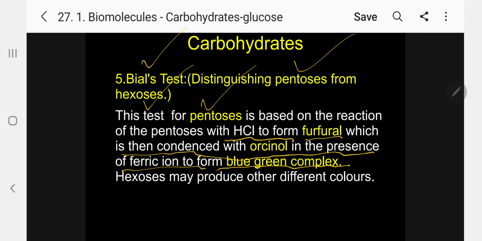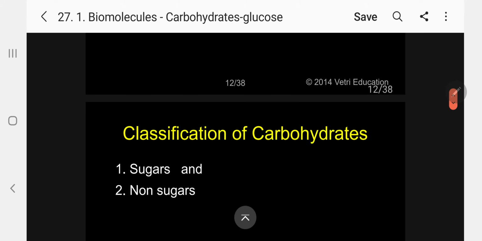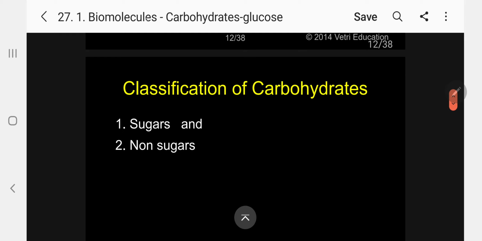So, only pentoses give a blue-green complex. Hexoses may produce other different colors. Kindly follow, this is the most important test. I hope I have given all the tests to differentiate the carbohydrates. Now, let me come to the classification of carbohydrates.